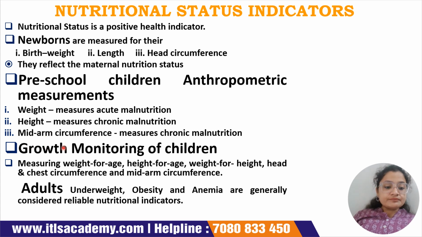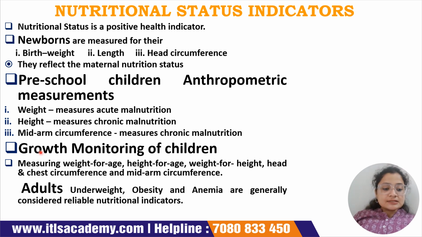And next what we have is mid arm circumference. Mid arm circumference means this one, ठीक, हमारा जो deltoid जहाँ पे है वहां पे, उसके थोड़े नीचे एक्चुअली. Okay, between our elbow and the deltoid muscle. तो वो भी will give a measurement of chronic malnutrition.